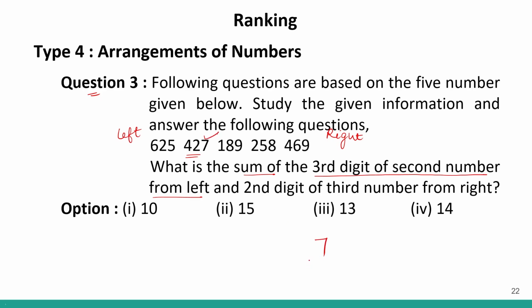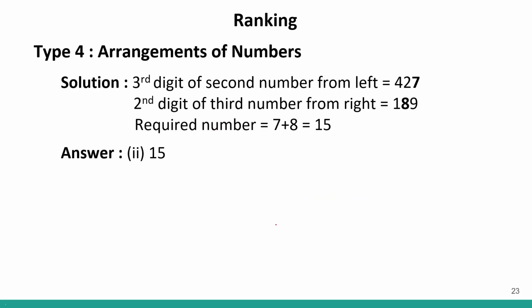The third digit will be 7. Correct? We have to find the sum with the second digit of the third number from the right. From the right, the third number, 1, 2, 3, is 189 and the second digit is 8. So we sum these 2 digits and get 15. So my answer will be option number 2, 15. Clear? So here is the solution: the third digit of the second number from left, 427, and the second digit of the third number from right, 189, added together give 15.